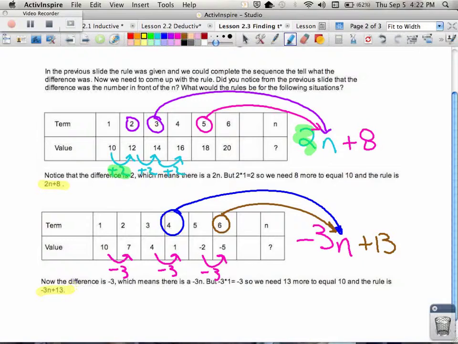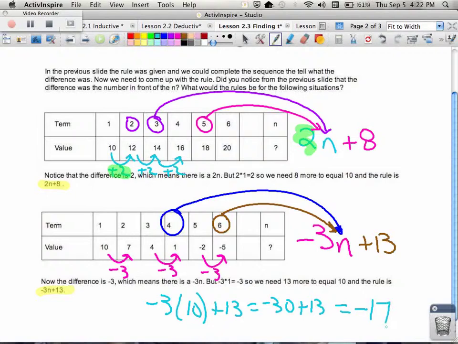So I could say something like, hey, I wonder what the 10th term will be. So I could go, hey, negative 3 times the 10th term plus 13 more, or in other words, negative 30 plus 13, which would yield negative 17. Or in other words, the 10th term should be negative 17. So once you find these rules, it's very convenient to be able to find any term in the pattern that you want. Remember, the top numbers are which term number it is, and the bottom numbers are the value of that term.